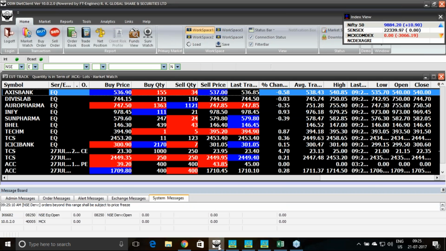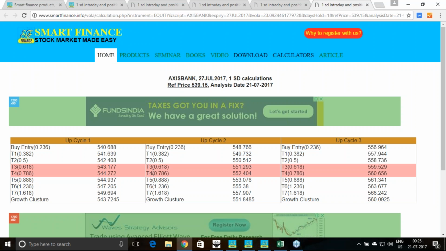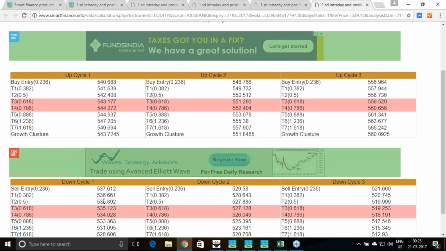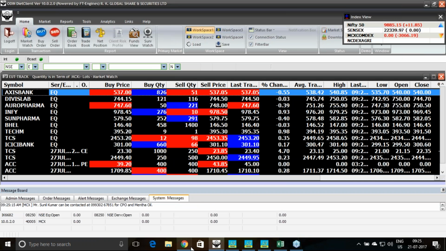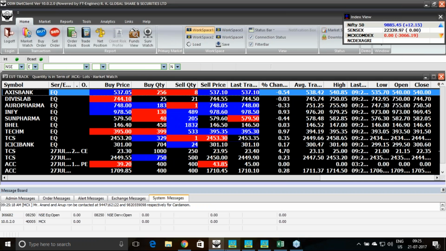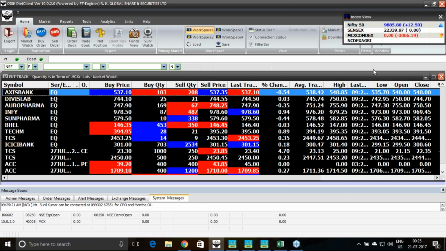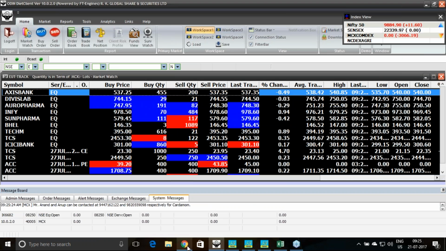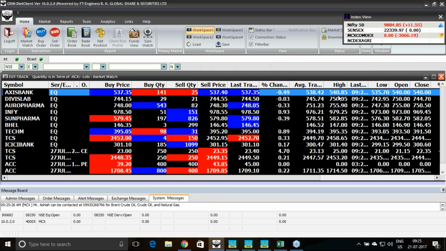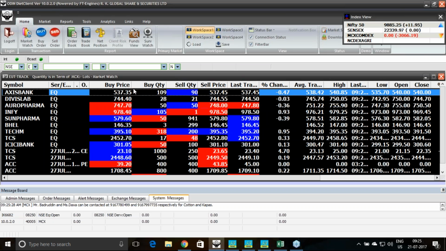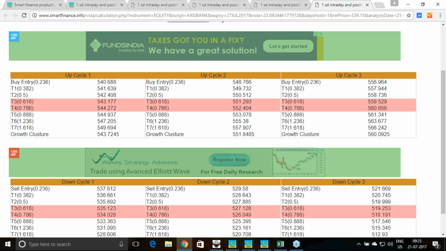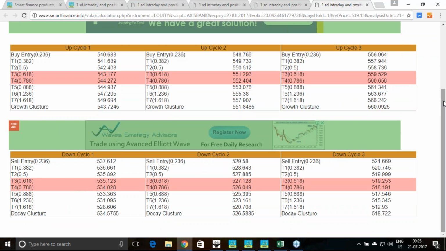Bank Nifty was also giving similar things. 536.37 level it is trading, 537. So what should I do in Axis Bank? The day's high is 540.8 currently. The day's high is 540.8, now 537 point something. This is the calculation I am getting. So can anyone suggest what I should do?